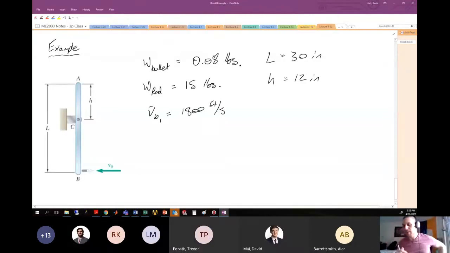Here we are. We've got this bullet striking this stationary rod. The bullet weighs 0.08 pounds. The rod weighs 15 pounds. The bullet's going to strike this rod at the bottom with a velocity of 1,800 feet per second. The total length of the rod, 30 inches, is 2.5 feet, and h is 1 foot.